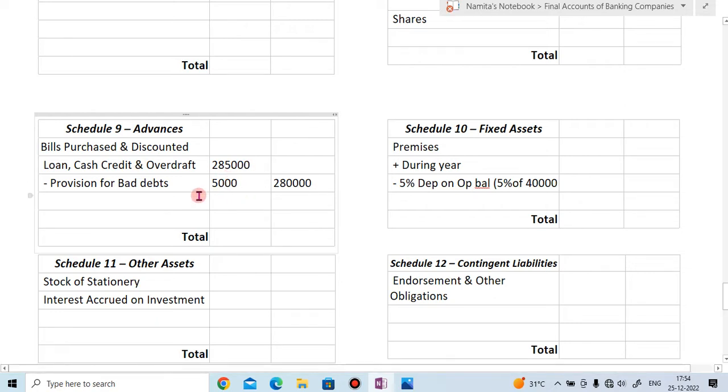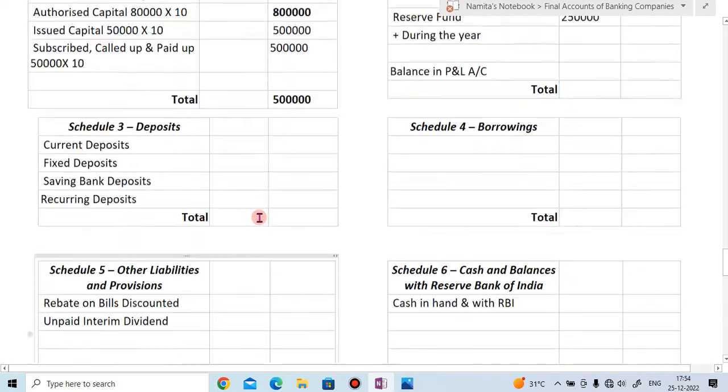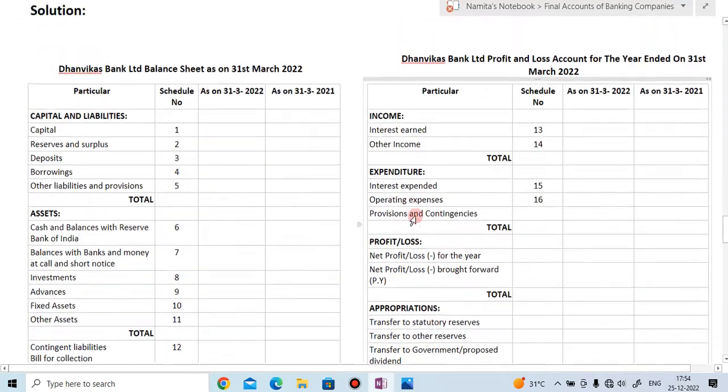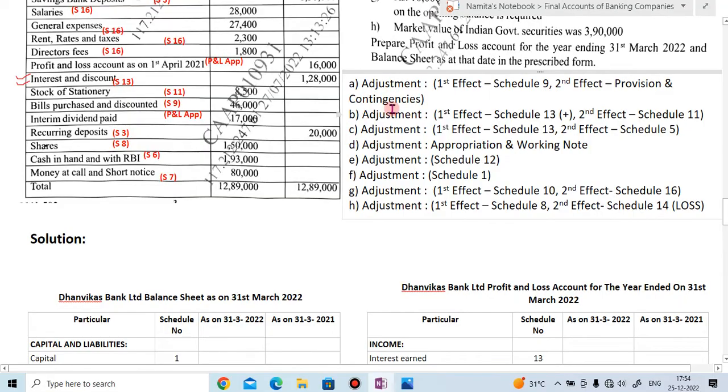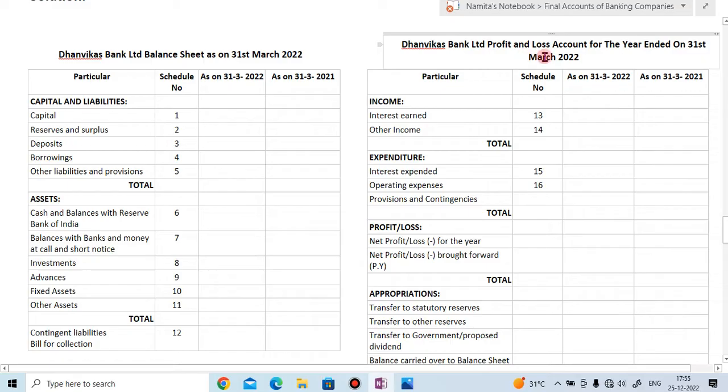Now this second effect. The first effect of the adjustment we have given in schedule number 9, advances, where we reduced 5,000 from loan, cash credit and overdraft. Now this 5,000 we have to write in the provision and contingency. Where is provision and contingency? It is given in the profit and loss account under expenditures. Now here you will write 5,000. Second effect is done.